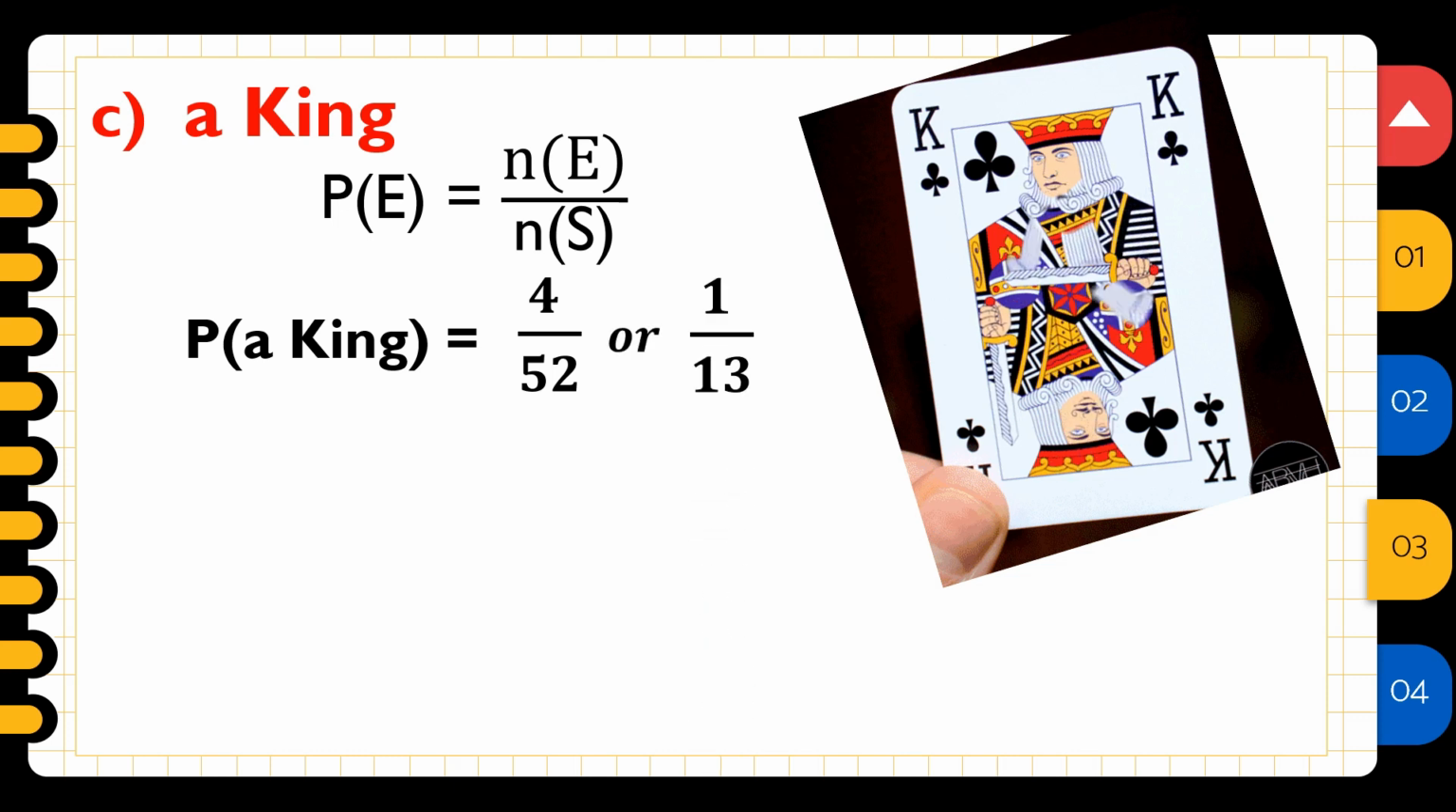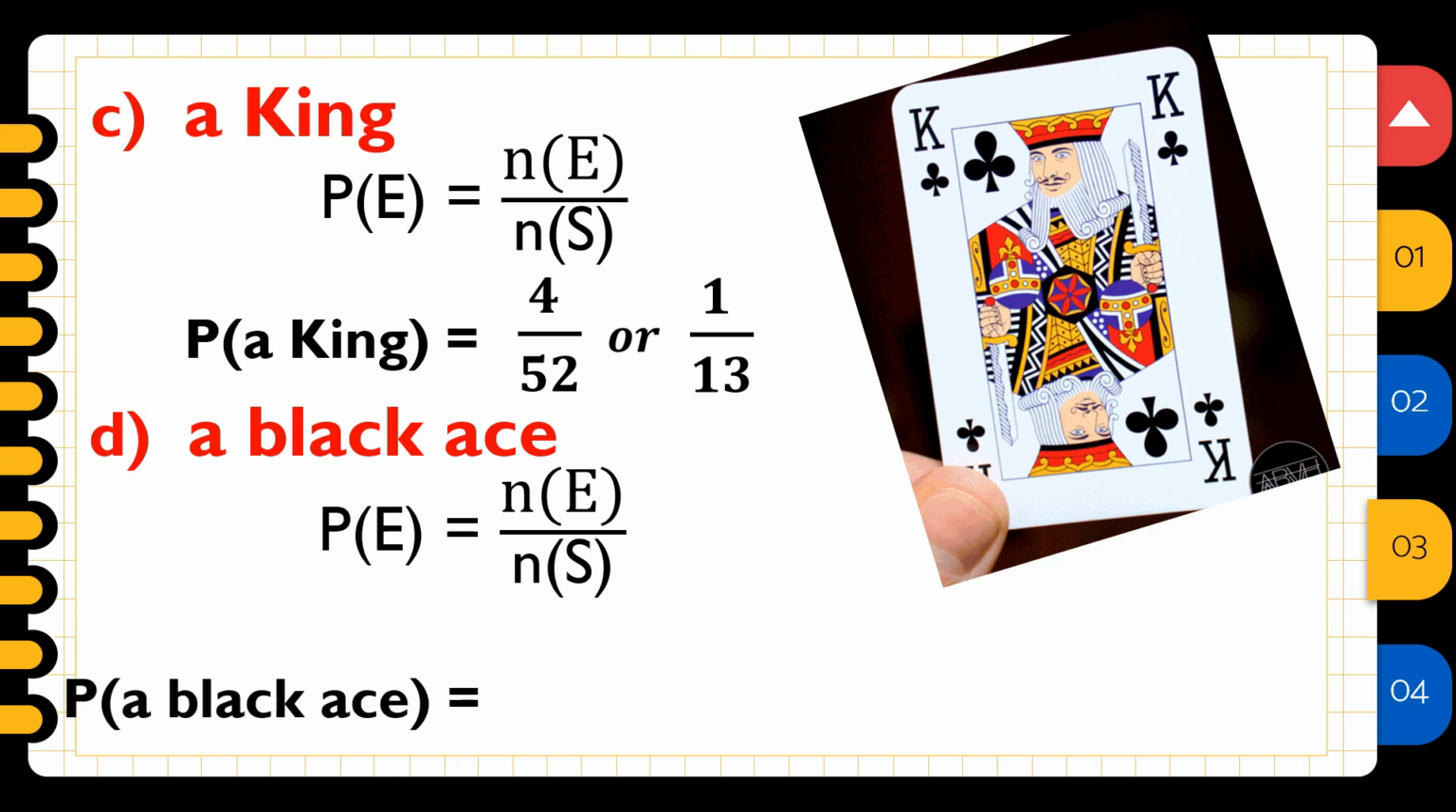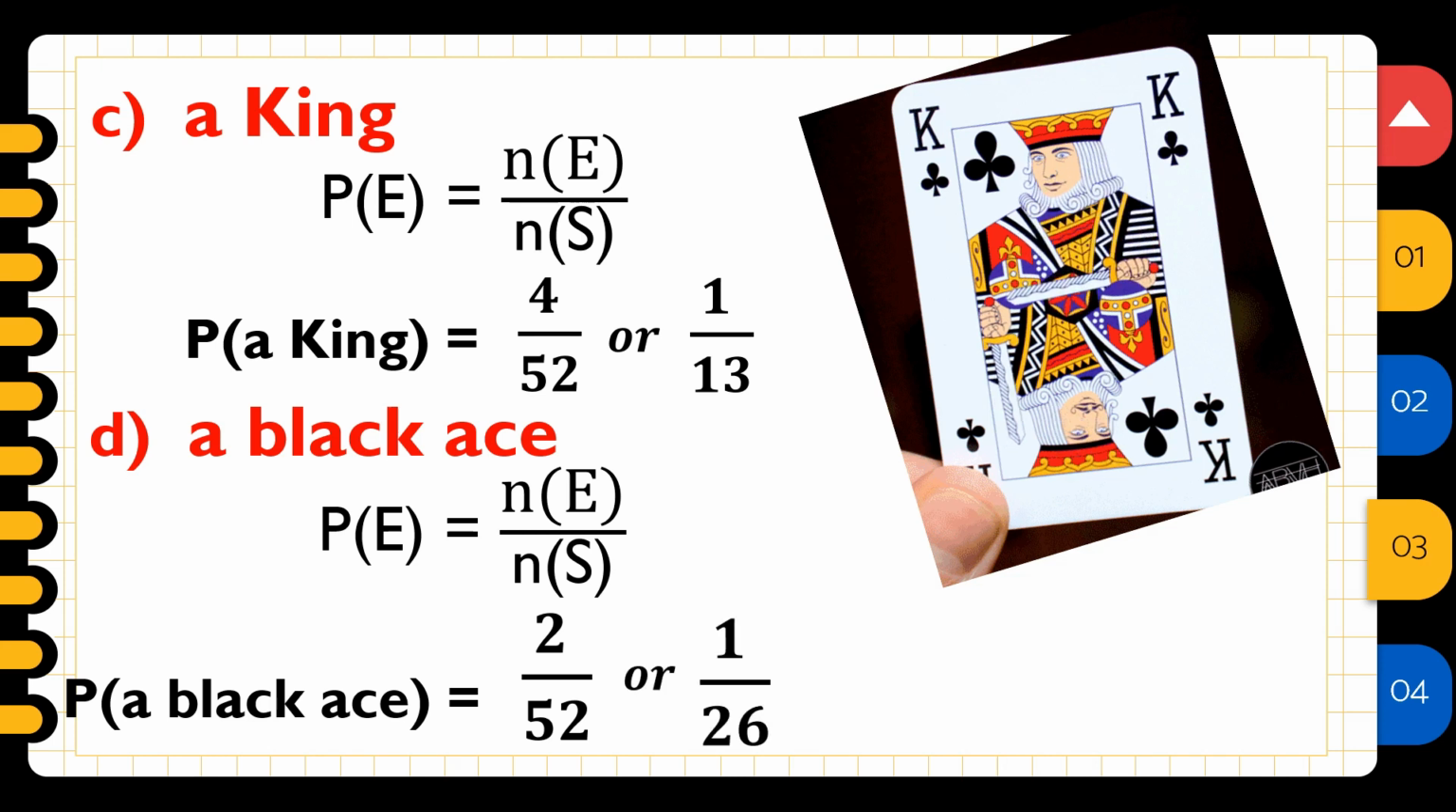Letter D, getting the probability of drawing a black ace. In our cards, we have 4 aces, 2 black and 2 red. Our event is black ace. Using the formula, P(E) equals N(E) over N(S). P(black ace) equals 2 over 52 or 1 over 26.